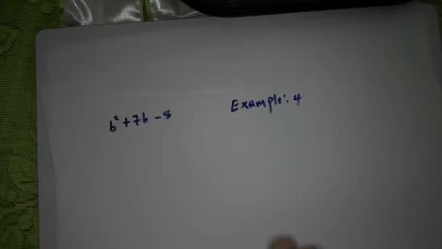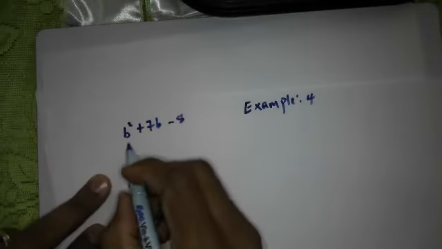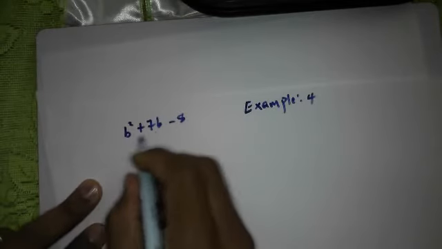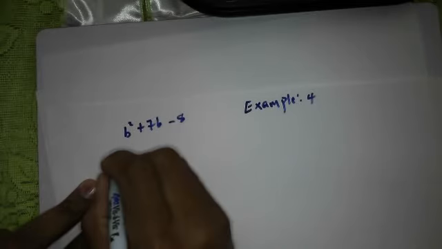Alright, let's look at another one quickly. So this one here, we have b squared plus 7b minus 8. So b squared plus 7b minus 8, my a value would be 1, because that is 1b squared.